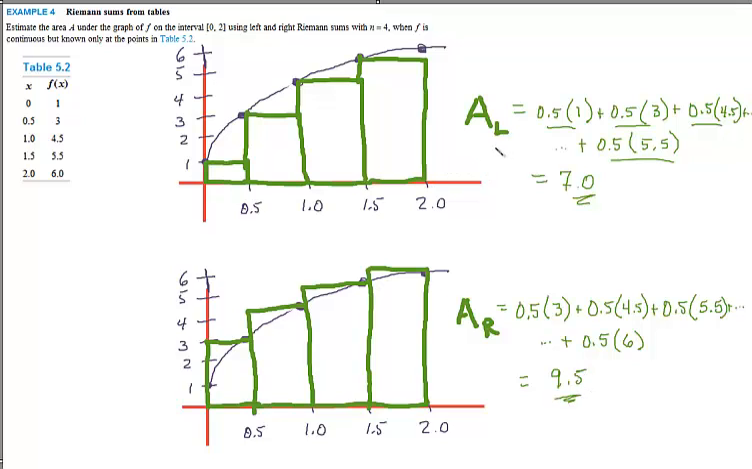Analyzing each of these, I would say that the left endpoint for this particular function is a little under what it needs to be because I've left out some of these areas. For the right endpoint, I would say this one was a little over. I would say that an average of these two would give me a better result, just because of how the function falls and it's moving upward.